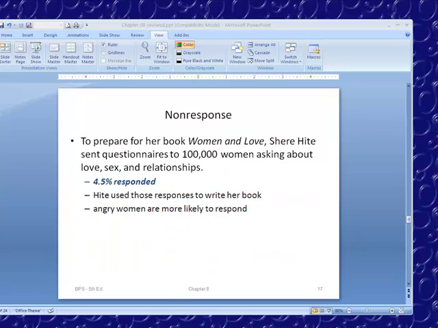Now, an example of the non-response was the Hite book. 4.5% responded to her book. They were probably the angry women who were more likely to respond. So we didn't hear from women that didn't have a particular beef about their relationships. So those that were not represented weren't put into her statistics in her book.